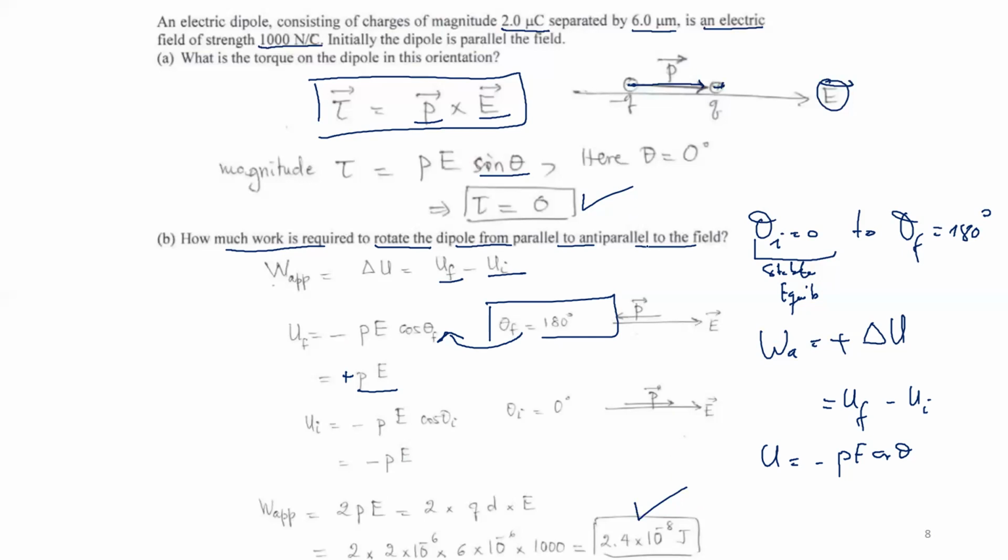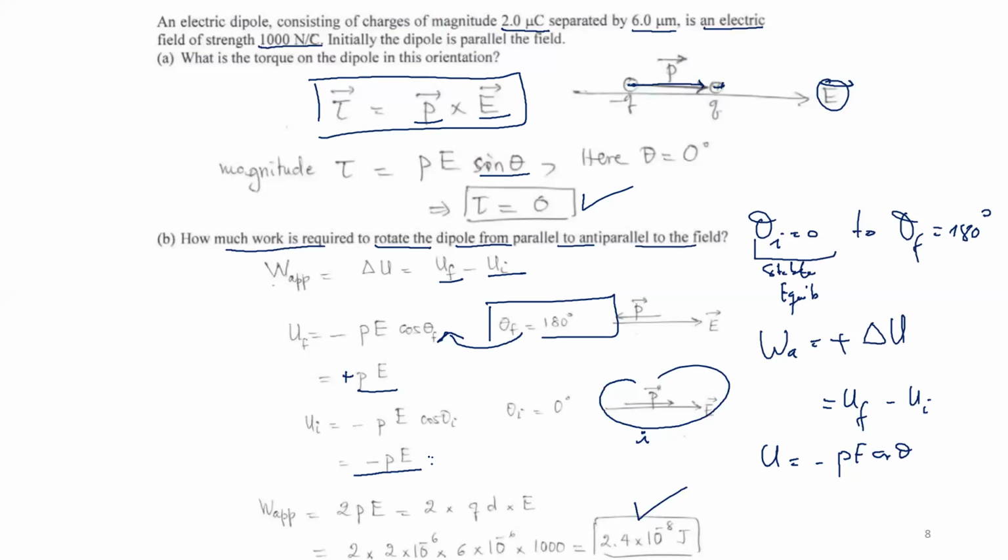Again, let me start again. This is my initial state. And you see the potential energy is minus PE. This is a minimum potential energy. That's what we call a ground state. Okay. It's a minimum potential energy. This is my stable equilibrium position. I am there. The torque is 0. I don't want to move out of there.